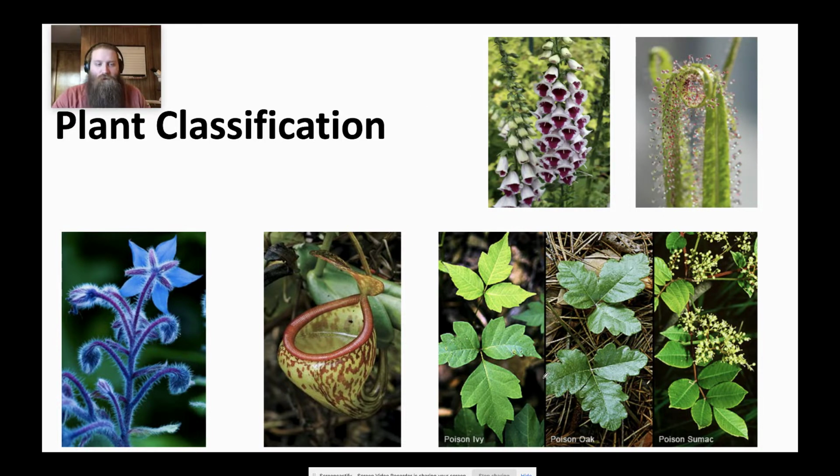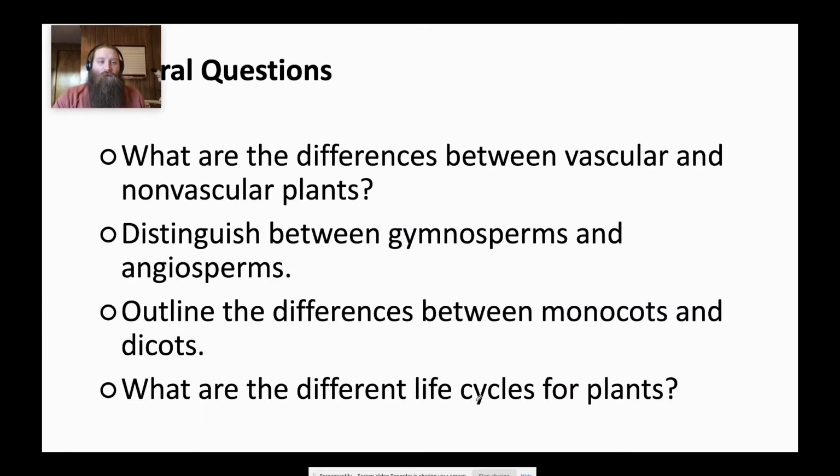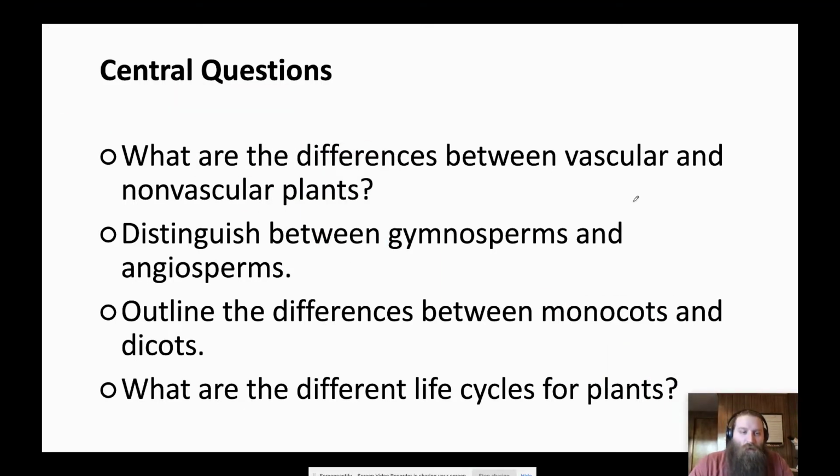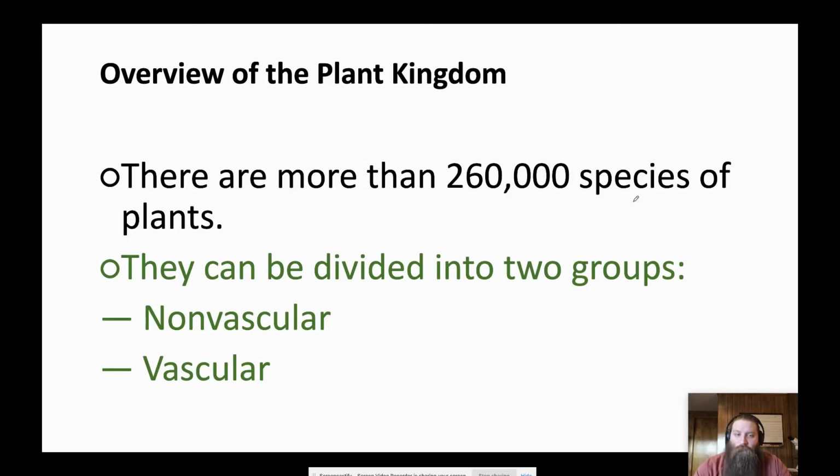Now, as we look at these, we see that there's a lot of big differences amongst these plants, right? And when we look at classification, we want to be able to break those differences down. So some questions we want to be able to answer from this video: we want to know the difference in a vascular and a non-vascular plant, a gymnosperm and an angiosperm, and a monocot and a dicot. And then we want to be able to identify different life cycles for plants. So those are the four big things we want to get out of this video.